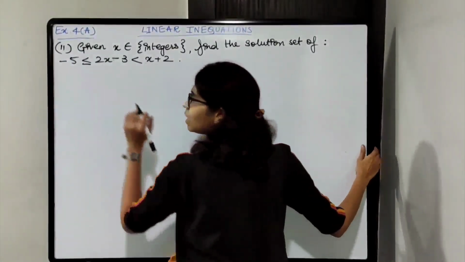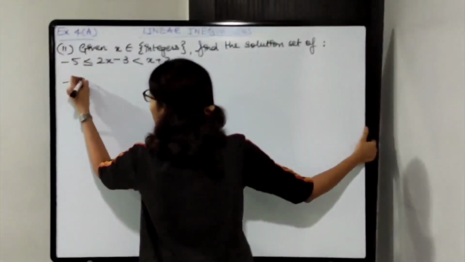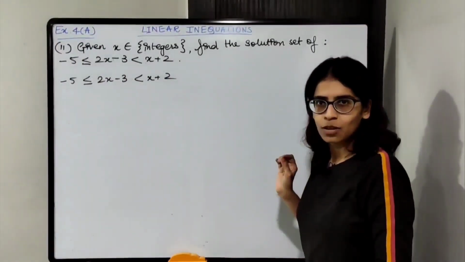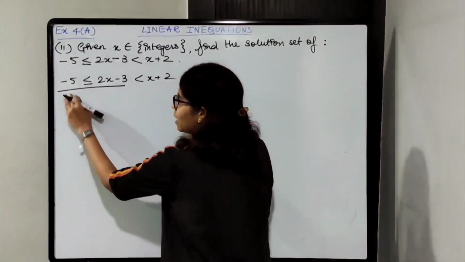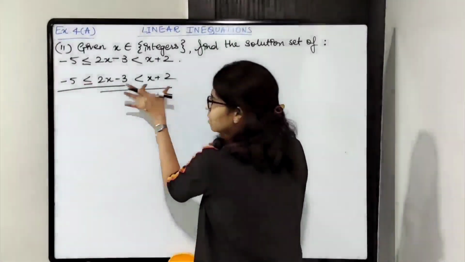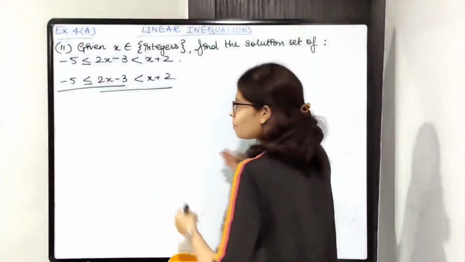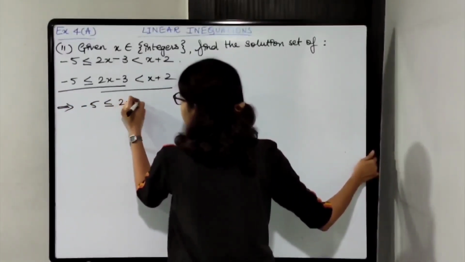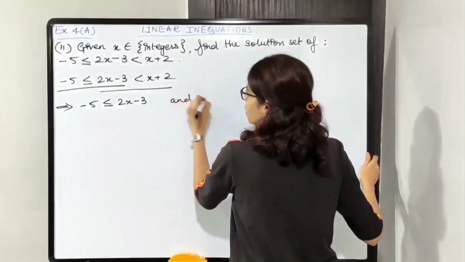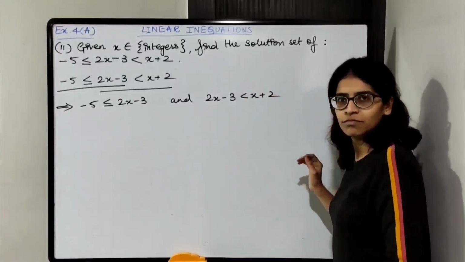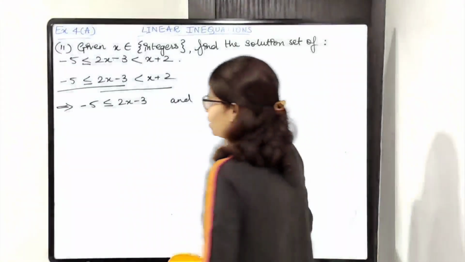So write this entire inequality. पहले एक बार लिख लो. -5 is less than or equal to 2x minus 3, which is less than x plus 2. So we are going to separate it to two parts. First we consider this inequality. Okay, ये solve करेंगे and we'll solve this separately. Okay, so we'll solve this and this. Okay, let us see what we are getting. So -5 is less than or equal to 2x minus 3 and 2x minus 3 is less than x plus 2. Easy? Okay.